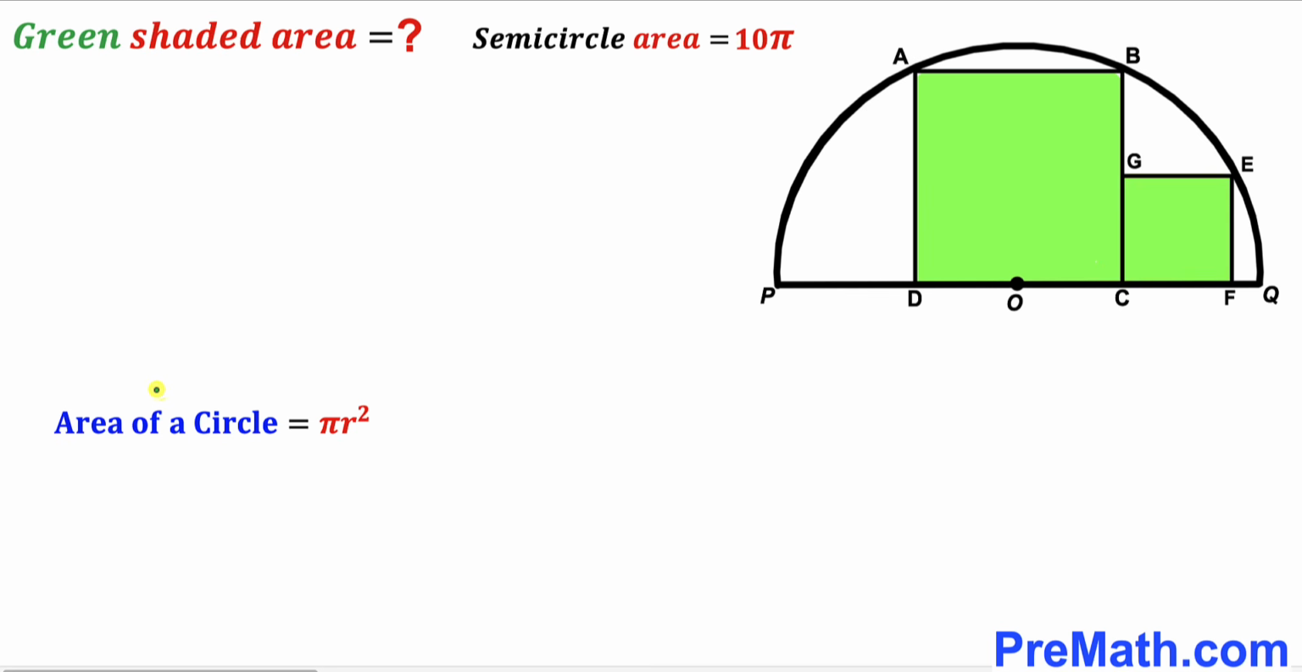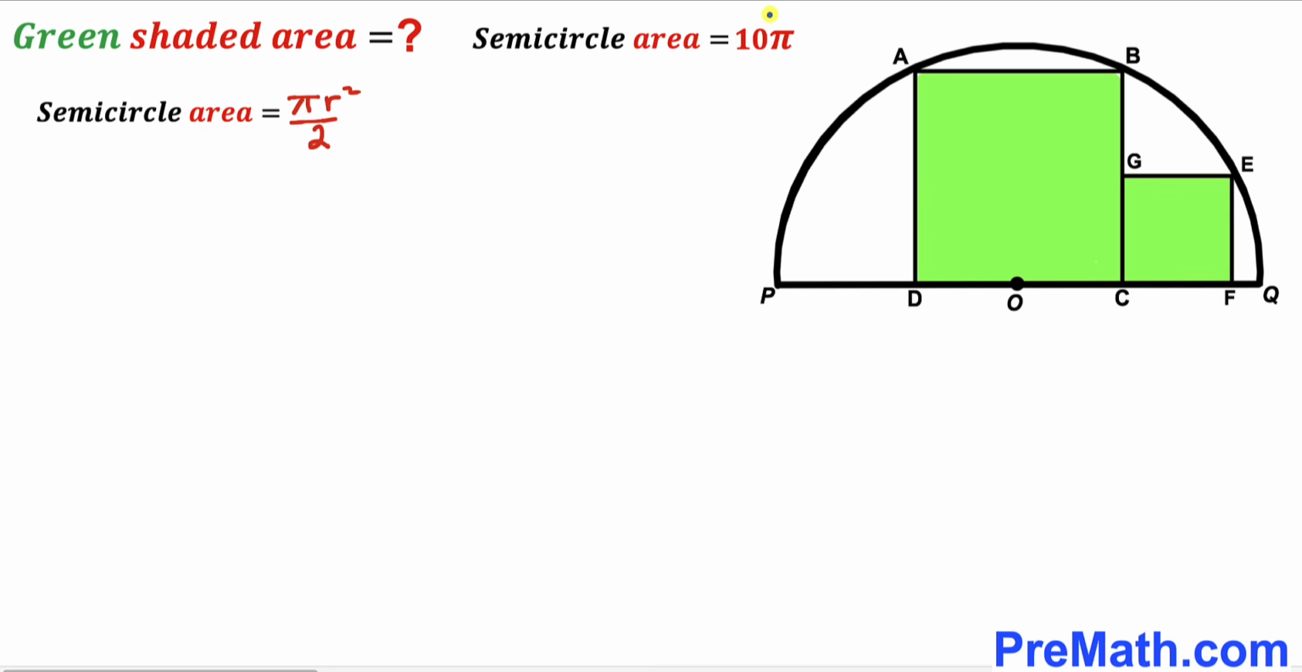Let's recall the area of a circle formula. Area is always equal to pi r square, where lowercase r is the radius. So the semicircle area is going to be pi r square divided by 2. We know our semicircle area has been given to us as 10 times pi, so I'm going to substitute that value. So we got 10 times pi equal to pi r square divided by 2.